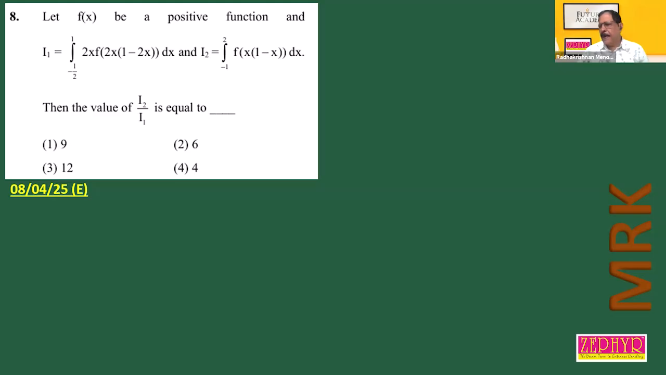Now we have to use properties for solving this type of question. Properties ഉപയോഗിച്ചിട്ടാണ്, because we do not know the function to integrate. So let us look. We start from I1. Integral from minus 1 by 2 to 1 of 2x into f of 2x into 1 minus 2x.